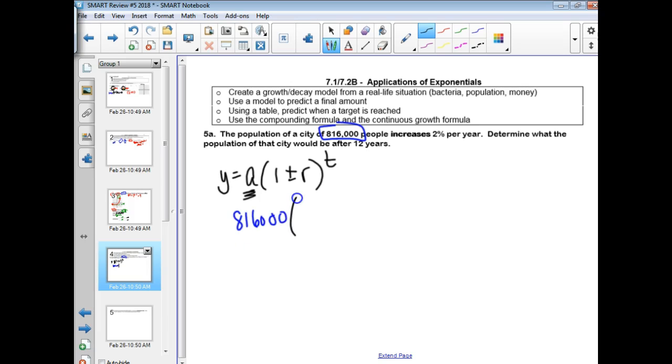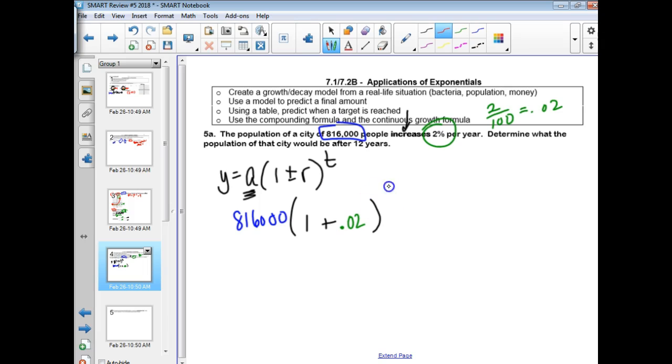Now, in the formula, it has 1 plus or minus r. Your job is to figure out whether it's plus or minus. Why is it plus? Because it's increasing. Yes. 2%. How do you write that? 0.02. Very good. If you're not sure how to convert that to a decimal, you can just take the percentage and divide by 100.